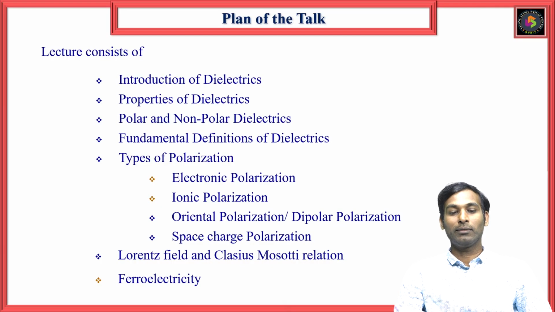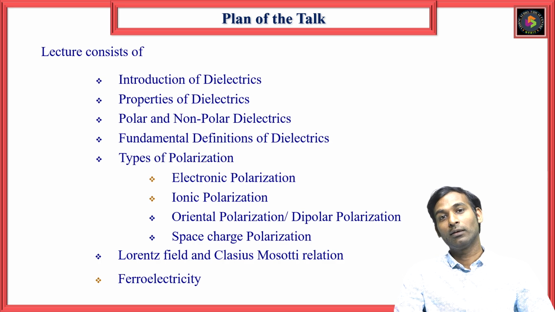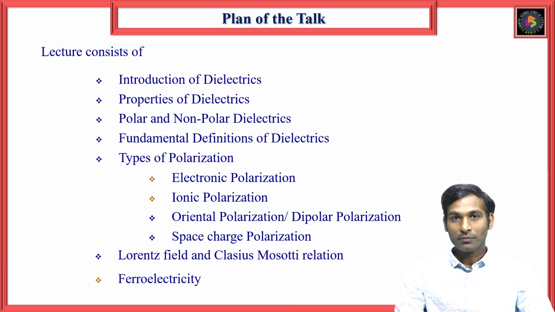My lecture is an introduction to dielectrics and their properties, and the differences between polar and non-polar dielectric materials. Especially in dielectric material, the fundamentals play a very important role in applied physics. The fundamental definitions relate to the dielectric constant, the dielectric permittivity, and polarizability. What is the relationship between dielectric polarization, dielectric permittivity, and the electric displacement vector?